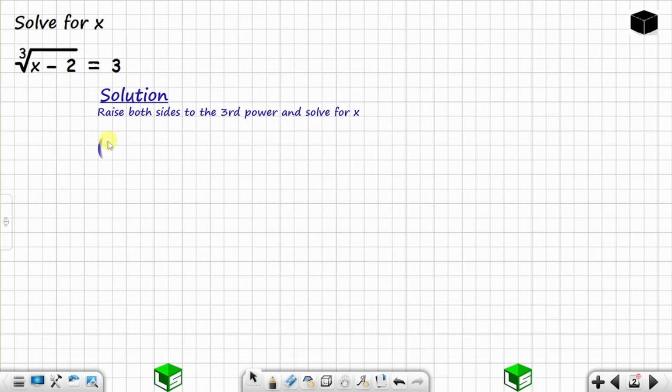So you have this on the left side, you raise to the third power. This is equal to 3 to the third power. Okay, you raise both sides to the third power and then you can solve for x. Okay, now you are going to have x minus 2 is equal to 27. X is equal to 27 plus 2, which is 29.